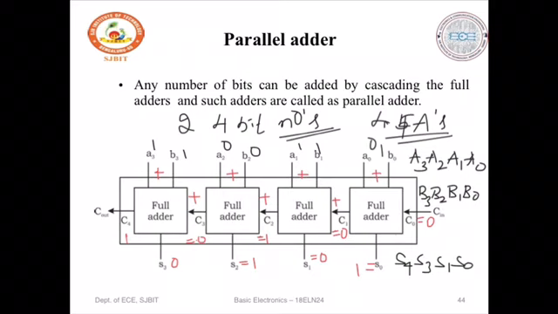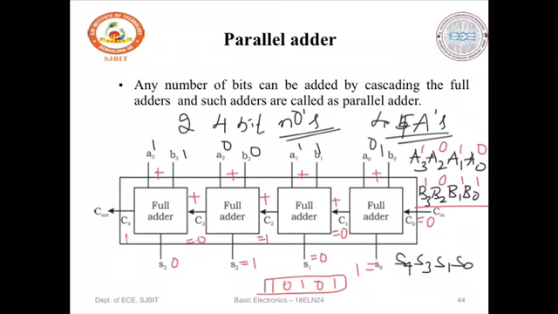It means, finally, what is the output that I am getting here? The output that I am getting is, S0 is 1. So, 1, 0, 1, 0, 1. This is the output of adding 2 4-bit numbers in which we have taken A3, A2, A1, A0 as 1, 0, 1, 0 and B3, B2, B1, B0 as 1, 0, 1, 1.